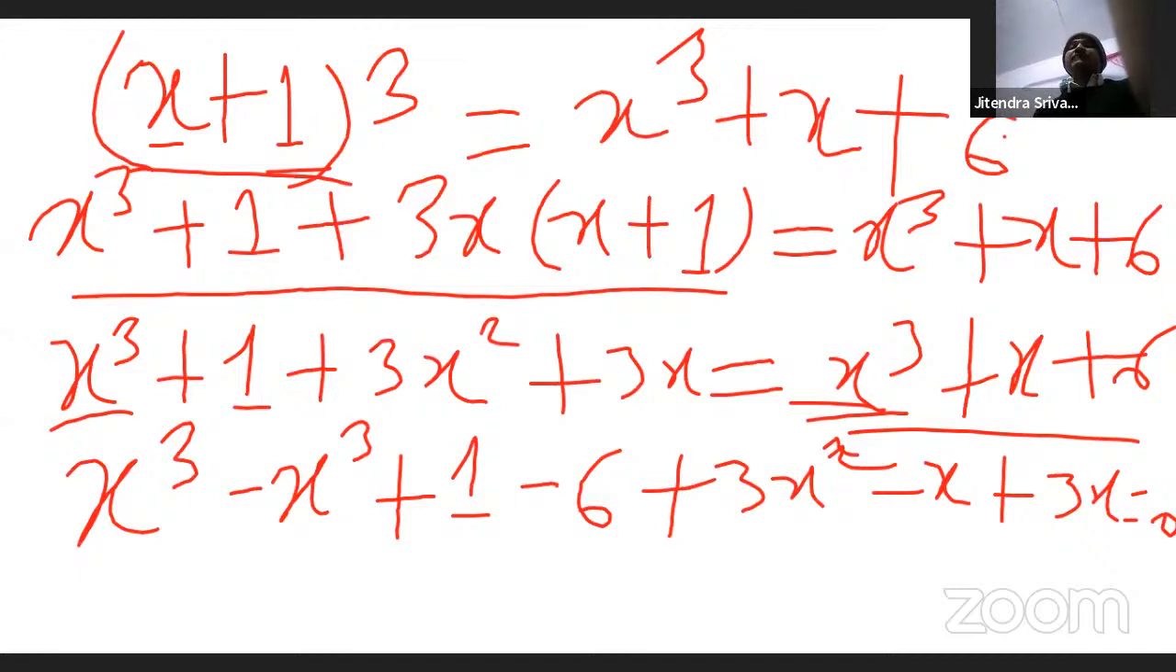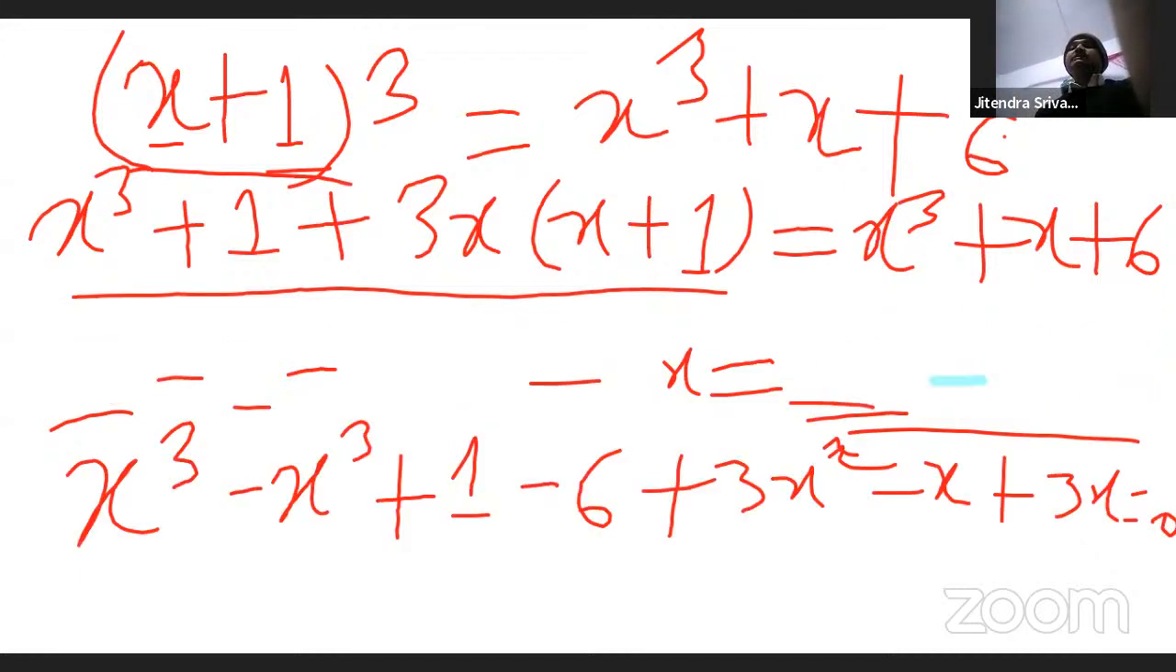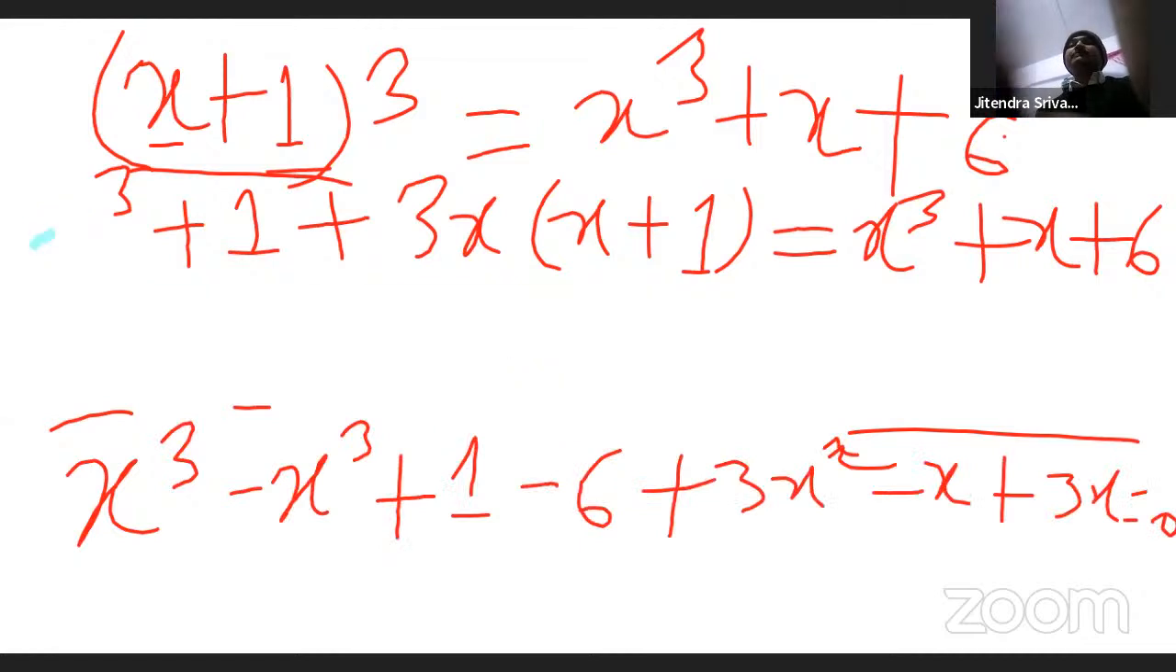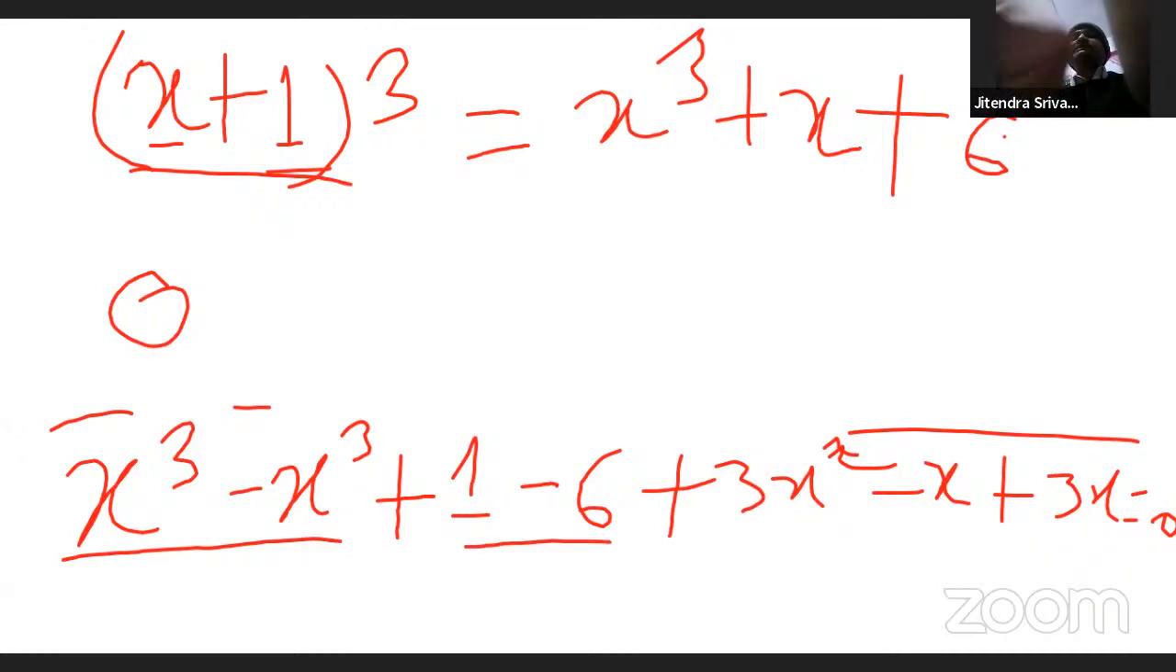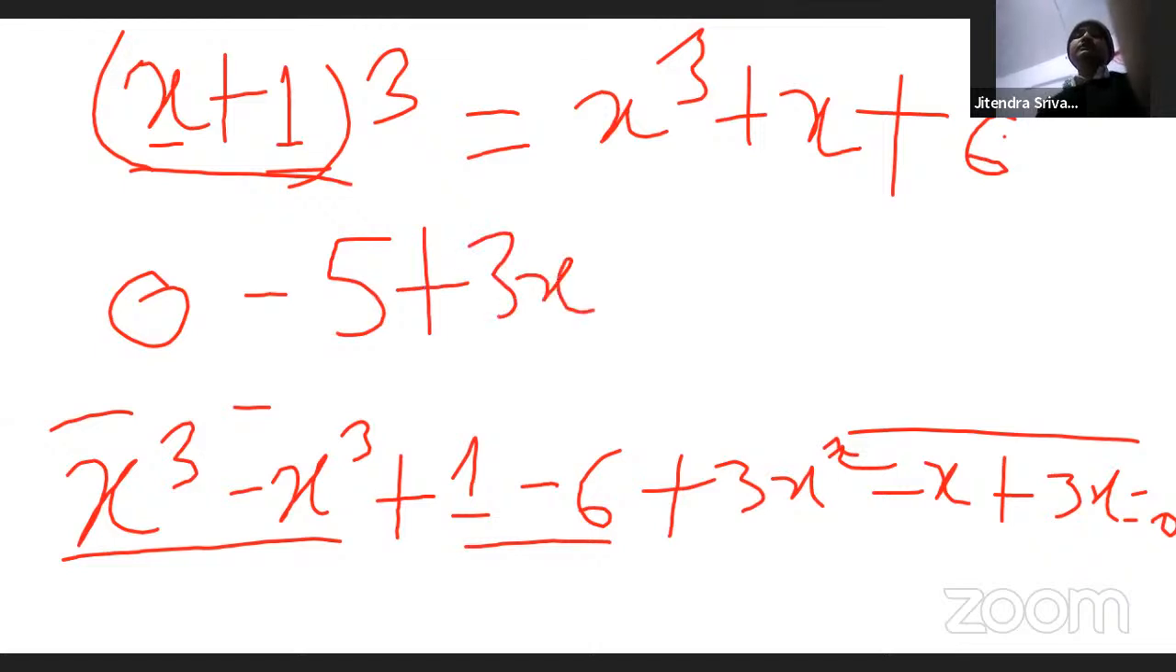So what I am doing, I am erasing this, so you can write here also. I am writing here, so you can see here also, understand this. So x cube minus x will be eliminated, so it will be 0, and plus 1 minus 6 will be minus 5, and plus 3x square minus x plus 3x will be plus 2x equals to 0.